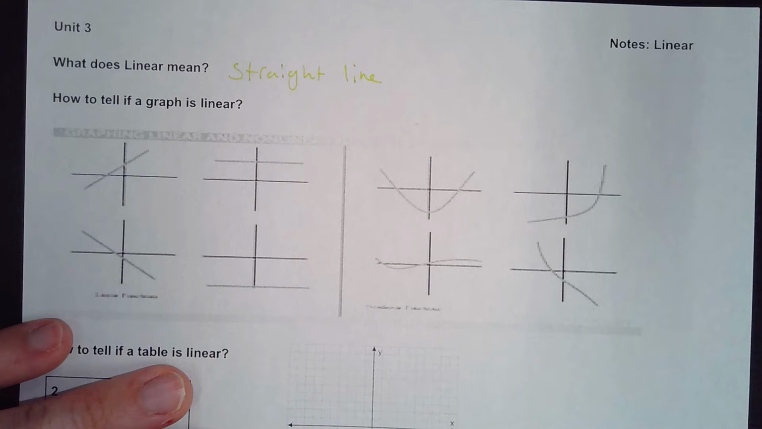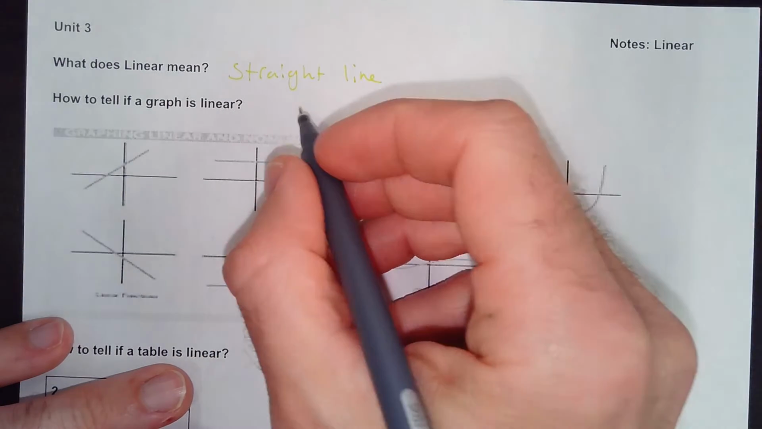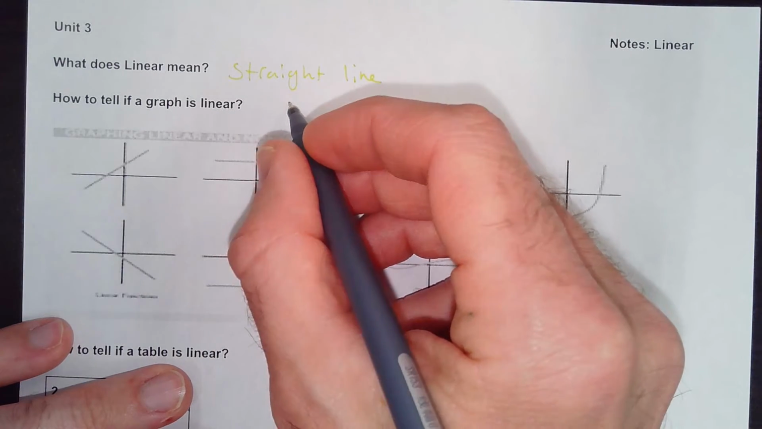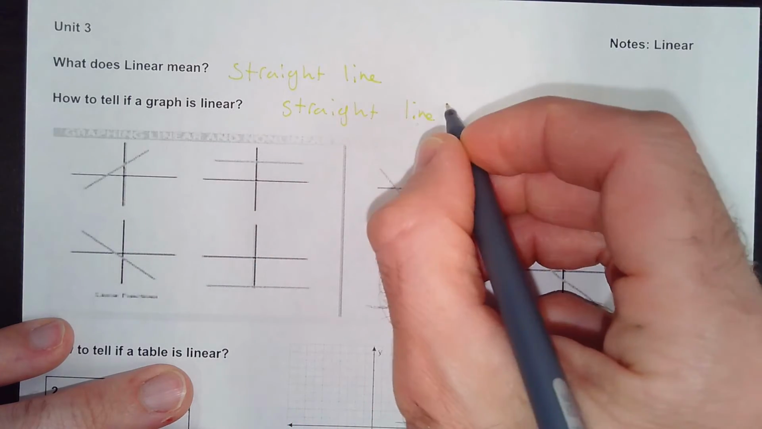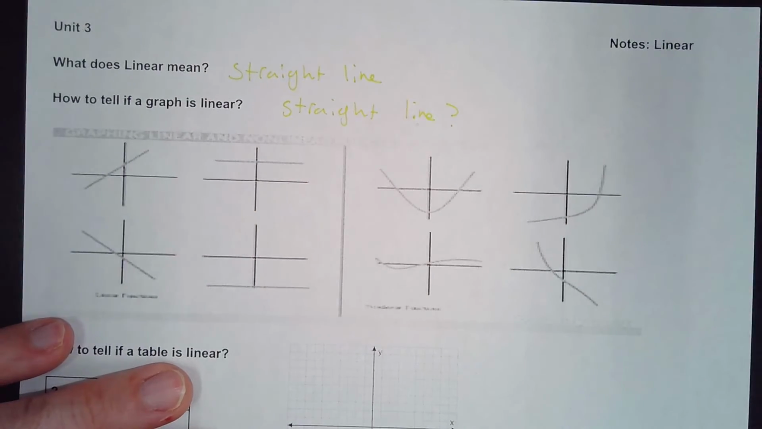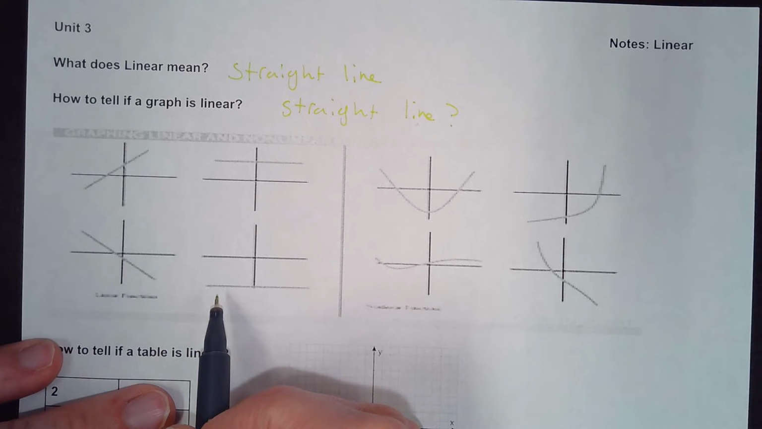Now, how do you tell if a graph is linear? Well, the same thing. Is it a straight line? You look at this graph and ask yourself, is this a straight line? If it's a straight line, it's linear. If it's not a straight line, if there's any sort of curve or any change of direction to it, it is not linear. It is what we call non-linear. If it's a straight line, that means it has a constant rate, and it is called linear.